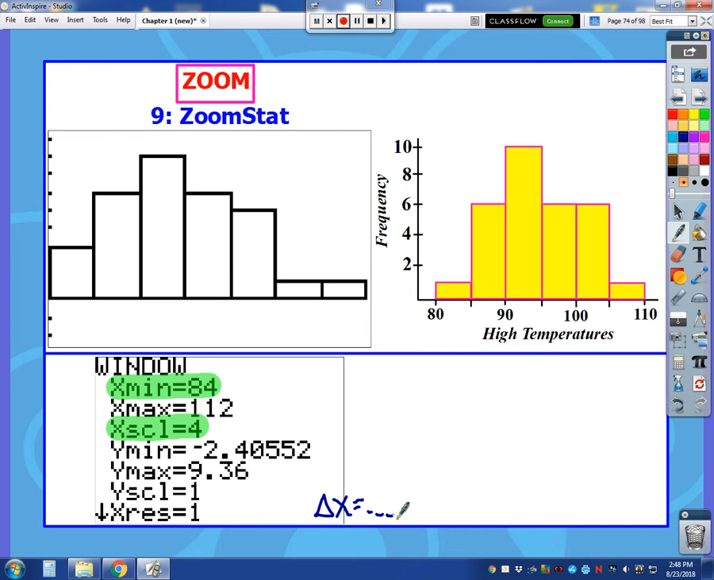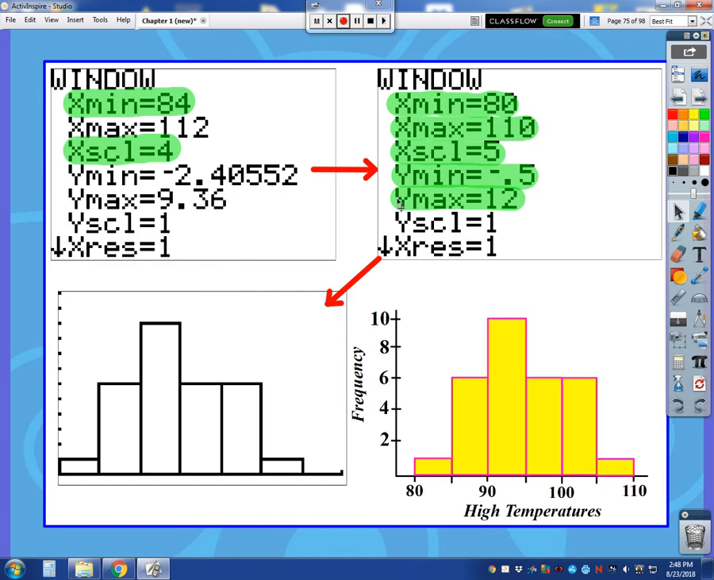It'll have probably some weird, crazy decimal number. Just leave it alone. Don't touch it. So now we're going to talk about what I would need to change my window to so that it really looks like the histogram that we did by hand earlier. So I want to change my min and scale. You could leave the max if you wanted to, but I will change it as well.